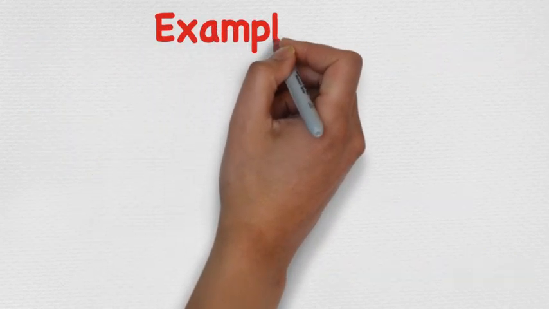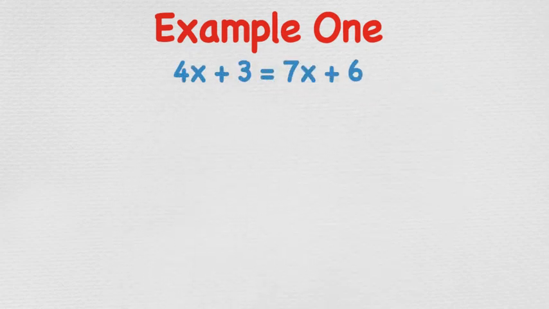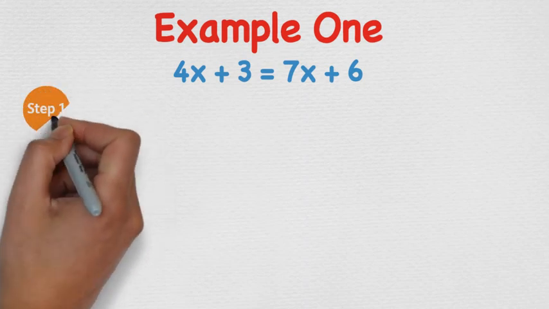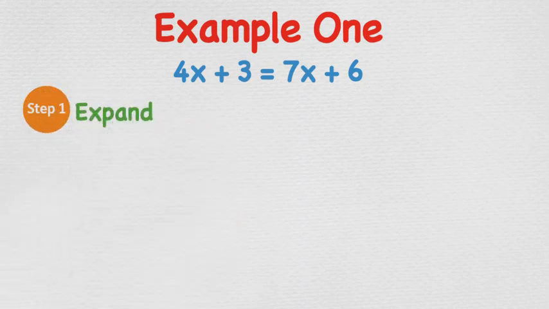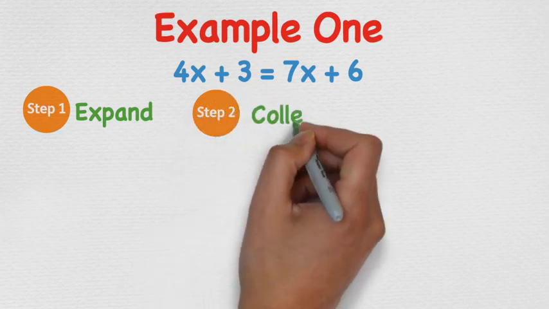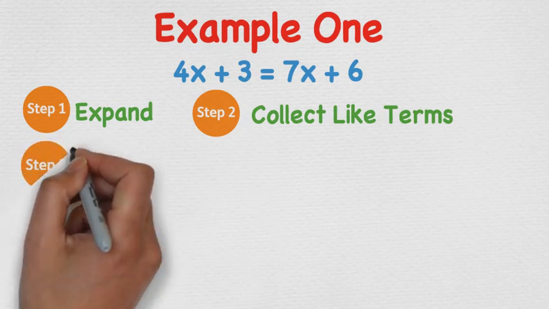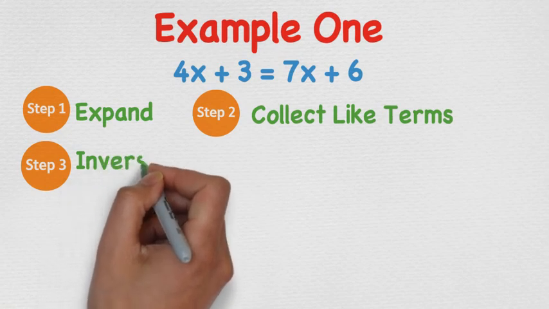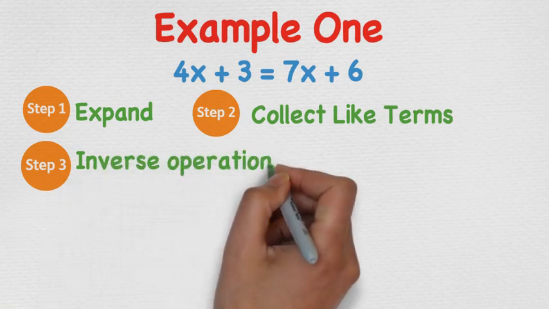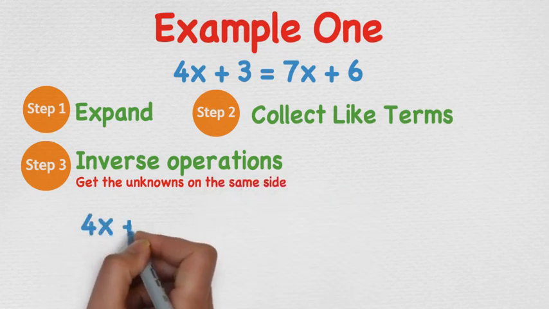So the first example we'll be going through is 4x plus 3 equals 7x plus 6. If we look at the first step, expanding, there isn't anything to expand in this equation, which allows us to move on to the next step, collect like terms. If we look at the equation, the terms on each side are all different, so we are unable to collect just yet. Step 3, now we are able to do something. Like I said before, we want to get the unknowns on the same side. To do this, we use inverse operations.